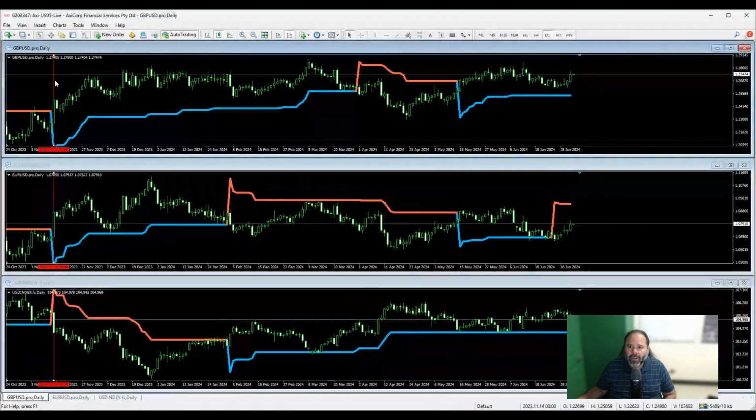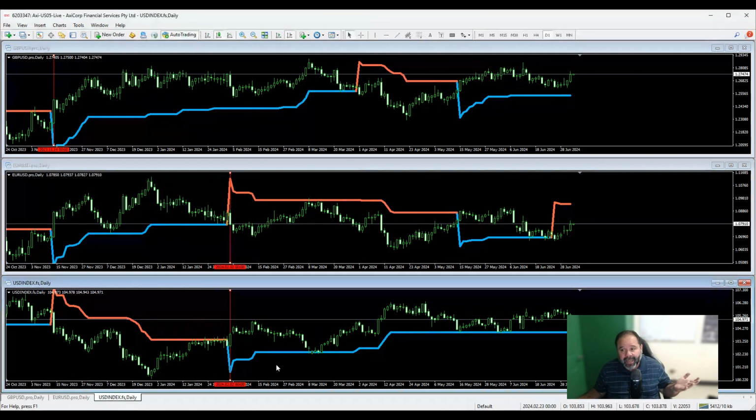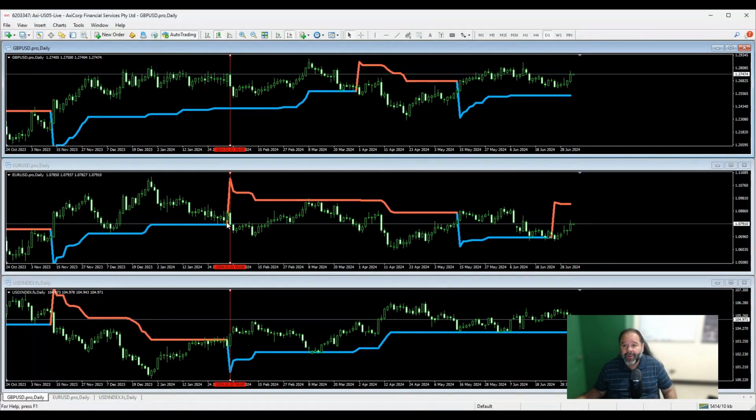The next one on euro dollar was February 2nd. And then dollar index also February 2nd. You see? And let's see what happened on February 2nd on GBP USD, which is the top one. You see, they're not correlated right there. You see euro dollar down, dollar index up, that's great. But then GBP, if it was correlated, it would be going down, but it's going up.